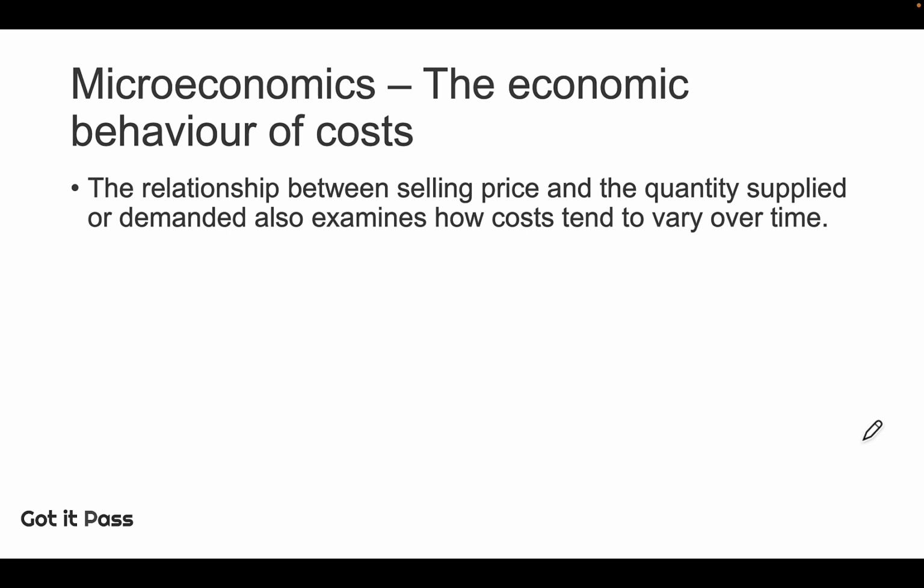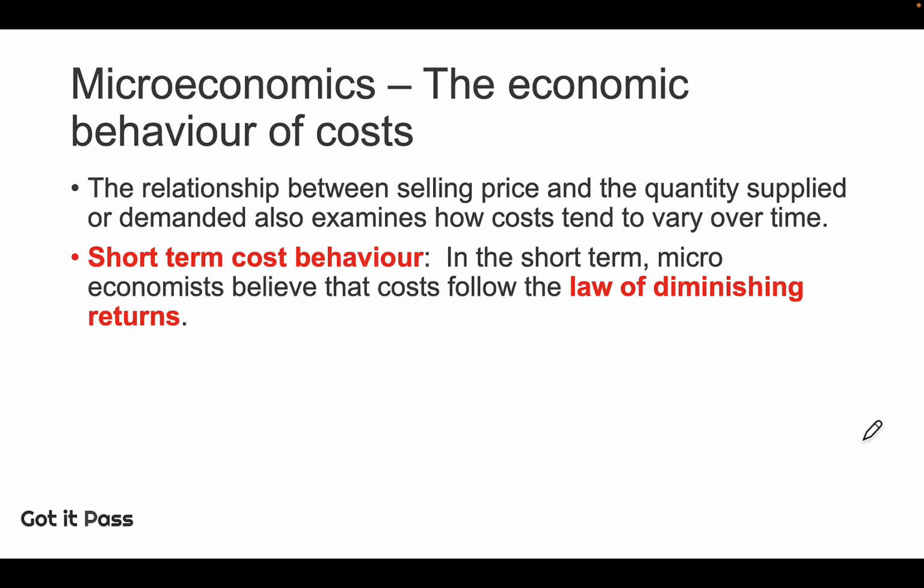Now we turn to another topic, but it's highly relevant to what we discussed about maximum and minimum prices. It's the economic behavior of cost. The relationship between selling price and the quantity supplied or demanded also examines how costs tend to vary over time. What do we mean by over time? We have to divide the time horizon into the short run and long run. So first, short-term cost behavior.